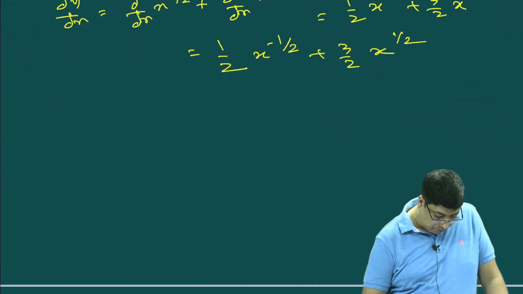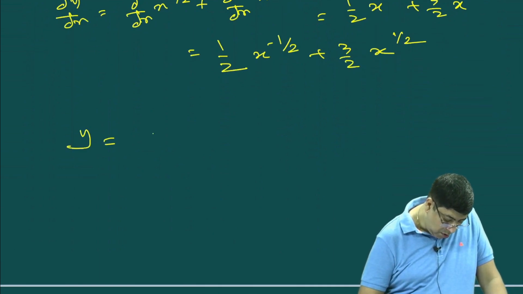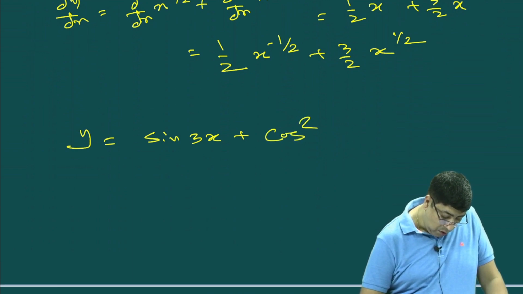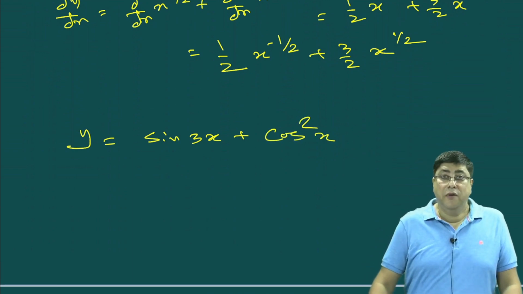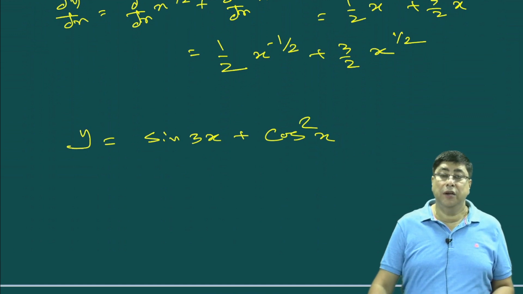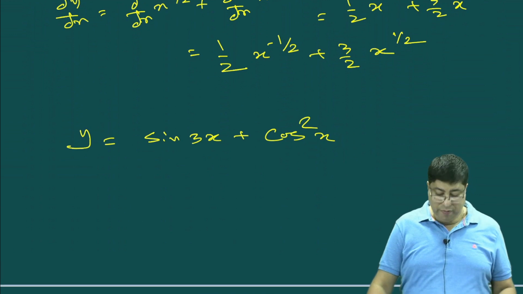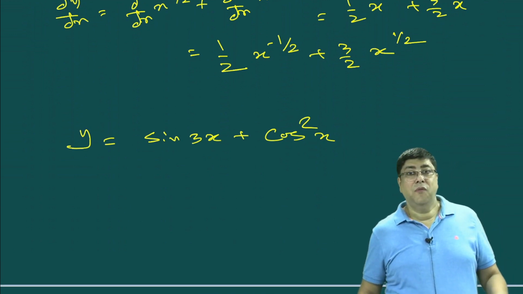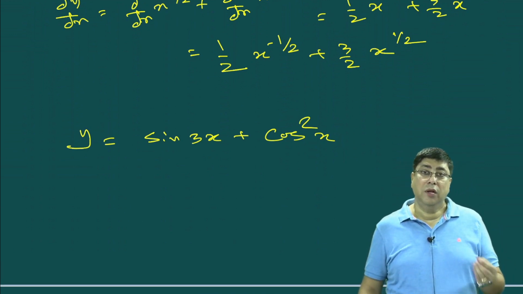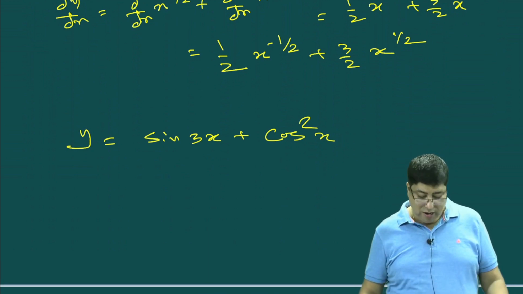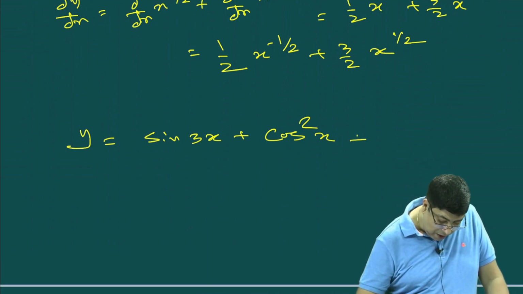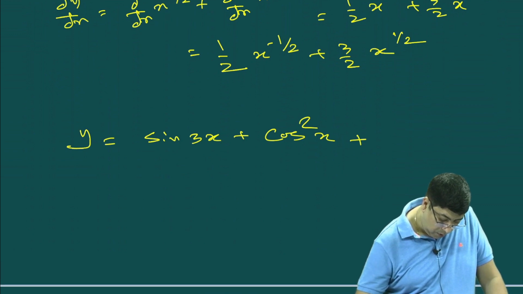Next, y equal to sin 3x plus cos square x. Remember one thing, to know differentiation in detail, you need the application of trigonometry, mainly multiple and submultiple angles. Because there is no direct formula for square or cube, there is a formula for the multiple angle. So cos square x, suppose, plus, what will I write? Suppose e to the power 3x.